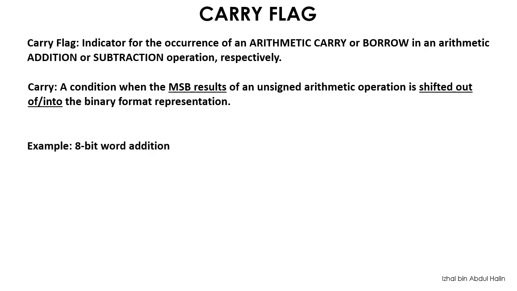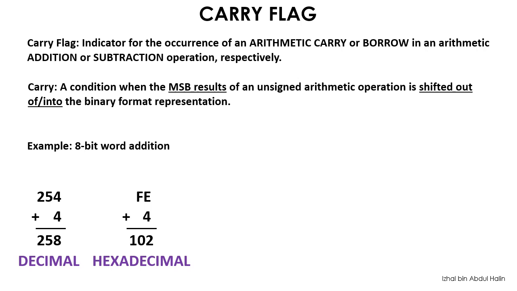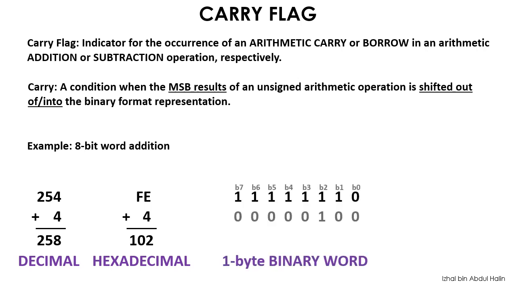We now are presented with two decimal numbers, 254 and 4. Adding them up will result in 258. The hexadecimal equivalent is FE plus 4. The result is 102 in hexadecimal. Let's do the 8-bit binary addition of these two numbers. Note that we will treat these numbers as unsigned numbers. This is because we are analyzing the C flag.